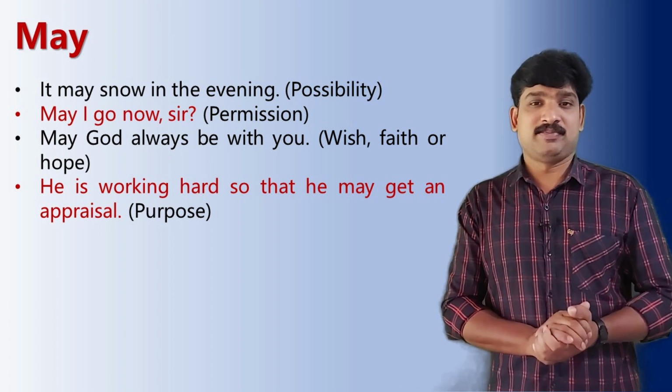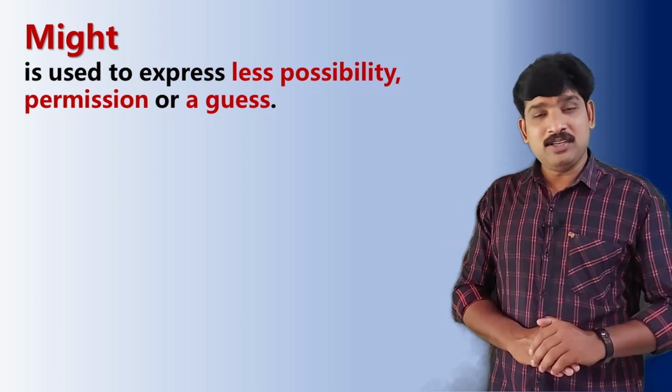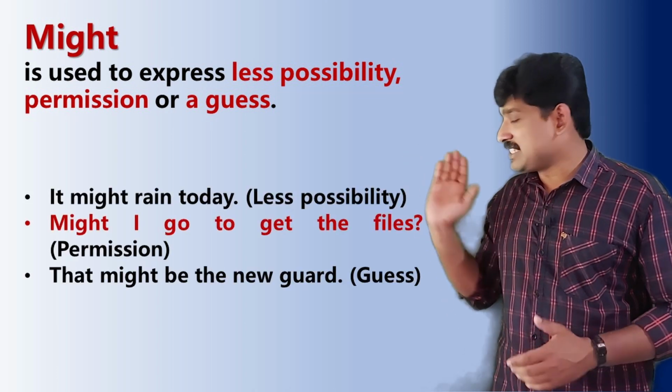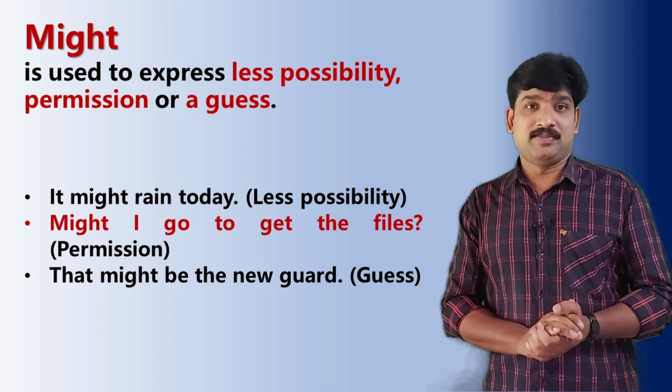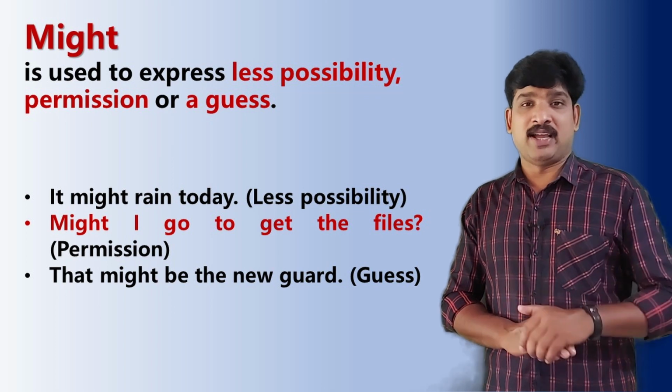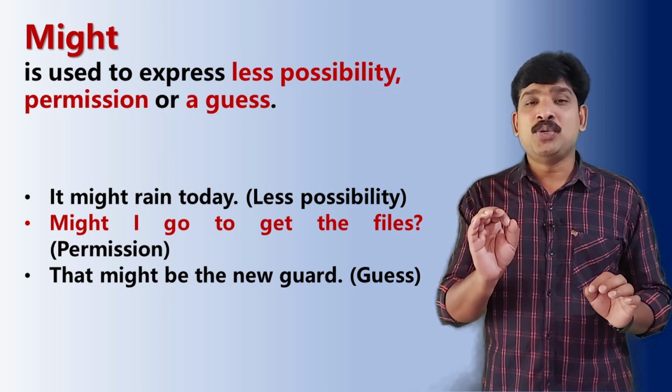It's a purpose. Now look at the uses of the modal might. The rule for the use of modal might is that it is used to express less possibility, permission or a guess. Look at these examples. It might rain today. Less possibility. Might I go to get the files? Permission. That might be the new God. It's a guess.